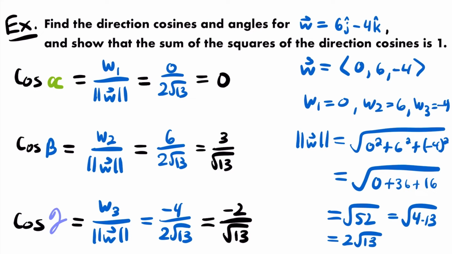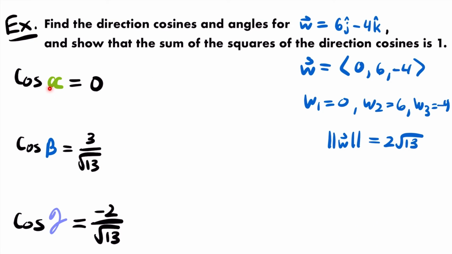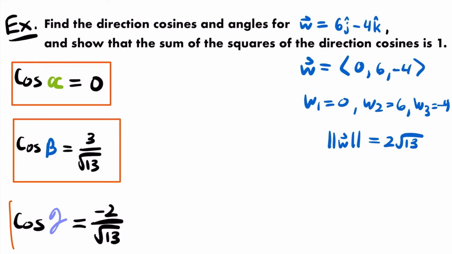Okay, and so now we have all three of our direction cosines. Cosine of alpha is equal to 0, cosine of beta is equal to 3 divided by the square root of 13, and cosine of gamma is equal to -2 divided by the square root of 13. All right, so those are our direction cosines, and we did want to find that for this problem, so if you want, you can box in each of those direction cosines. I didn't do that before in the previous example, but you could totally do this if you wanted to. You did need to find these for this example.